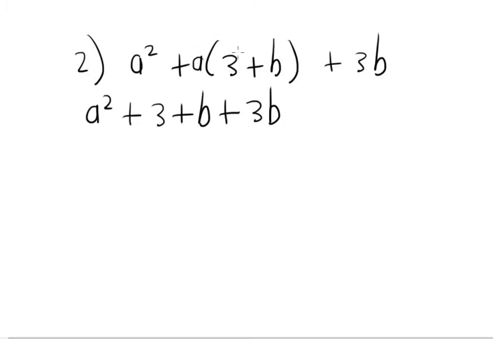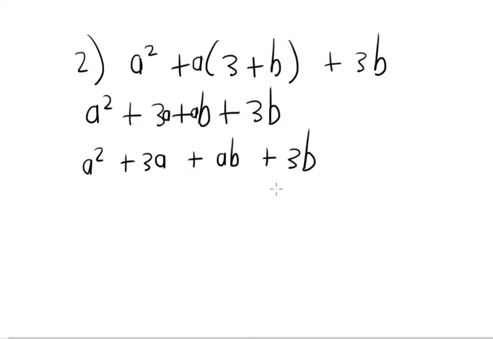So that means that's a times 3, which is 3a, and that's a times b, which is ab. So let's just write that over again. So it's a squared plus 3a plus ab plus 3b.